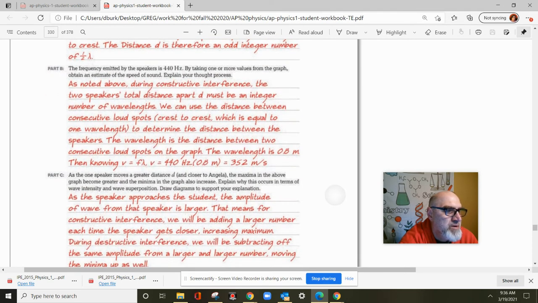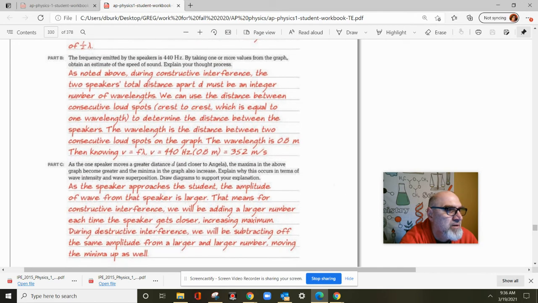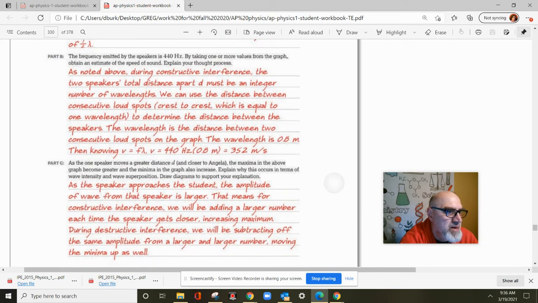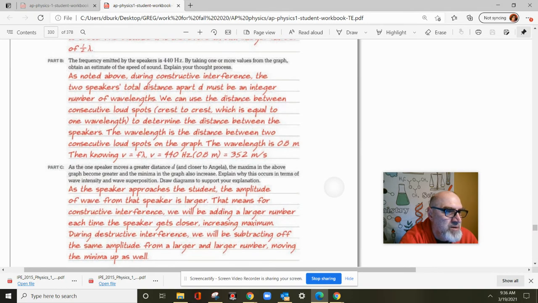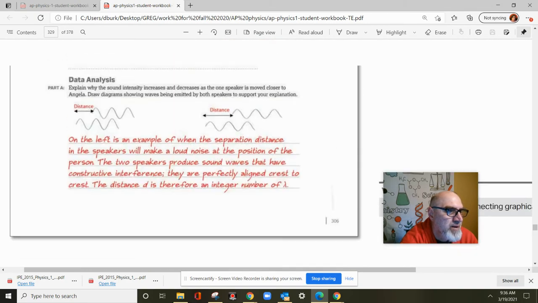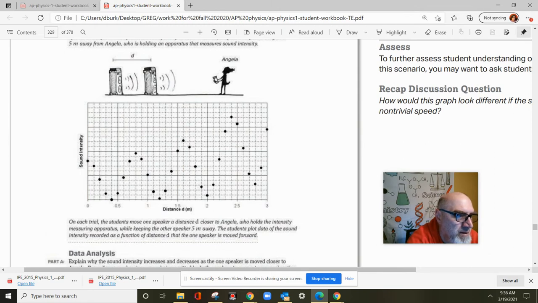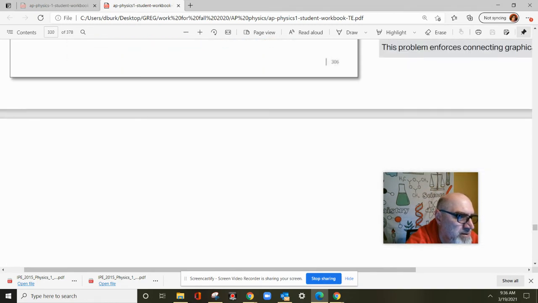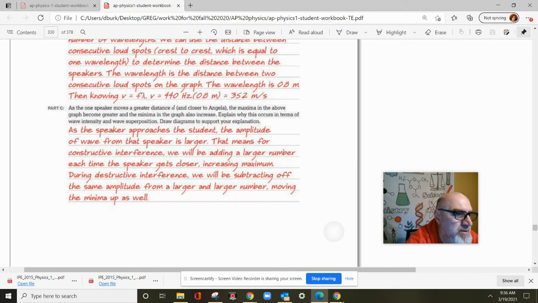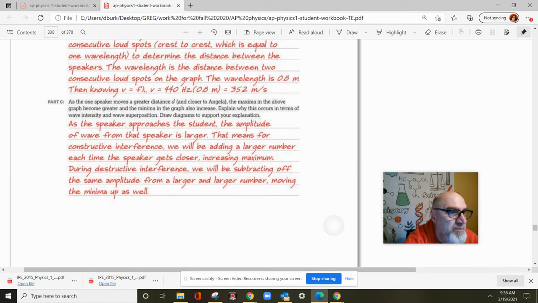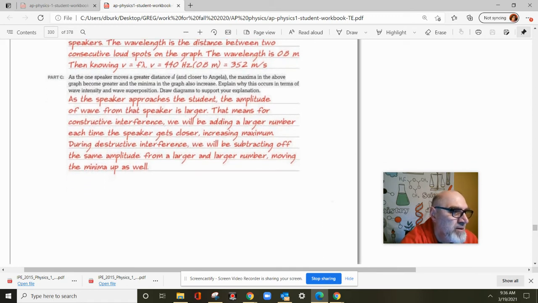The frequency emitted by the speaker is 440 hertz. That's annoying. Obtain an estimate of the speed of sound. It's 352, so the wavelength is 0.8. How did they get 0.8 for the wavelength? We are at 1.6 here, and we are at 2.8 here, and that is 0.8. Yeah, the distance from peak to peak is 0.8, and that's how they did it. 352 is a pretty warm room.